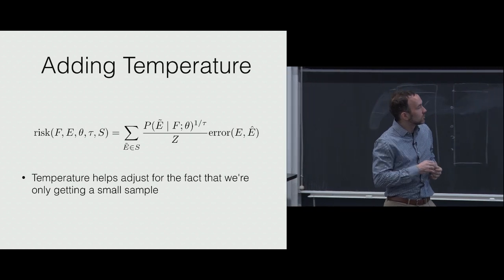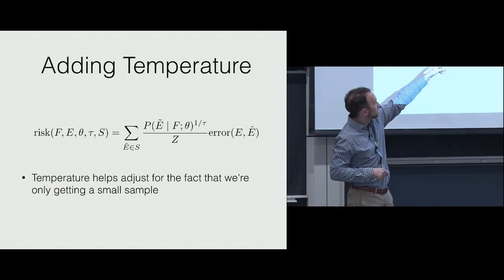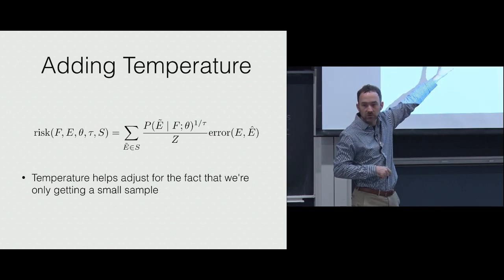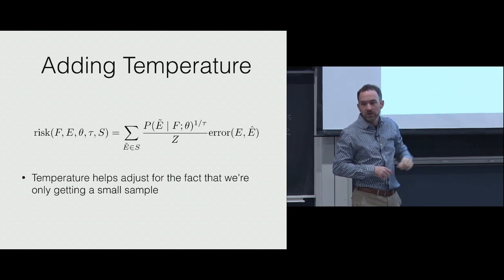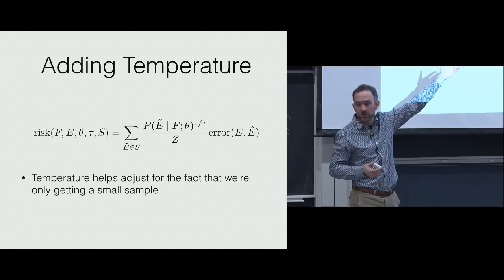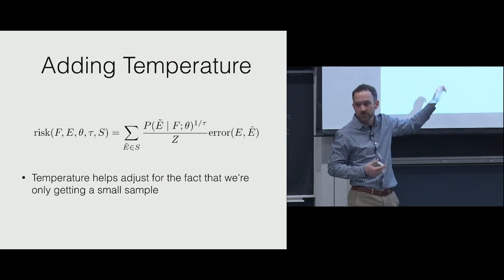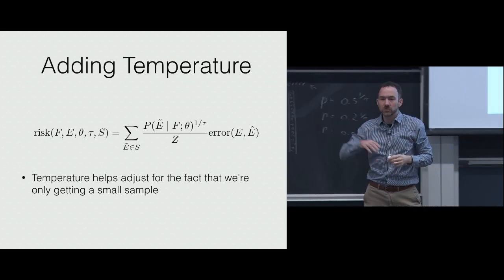Z, oh, this is a normalization term. It's basically the sum of the probabilities raised to the temperature over the sample only. If you had no temperature and if you were summing over everything, then it would just add up to one, so you wouldn't need to worry about that. But because it's a small sample, you sum all of them and then renormalize.